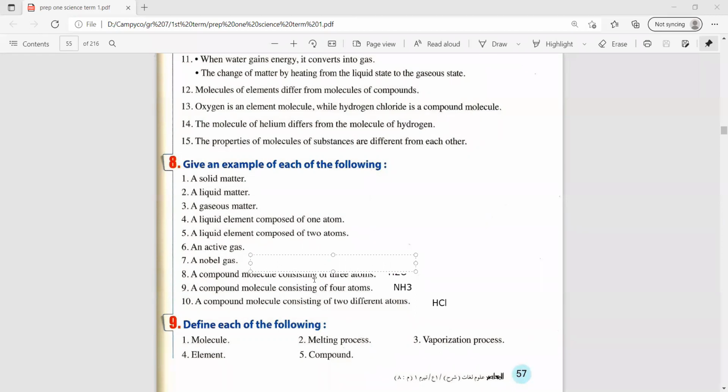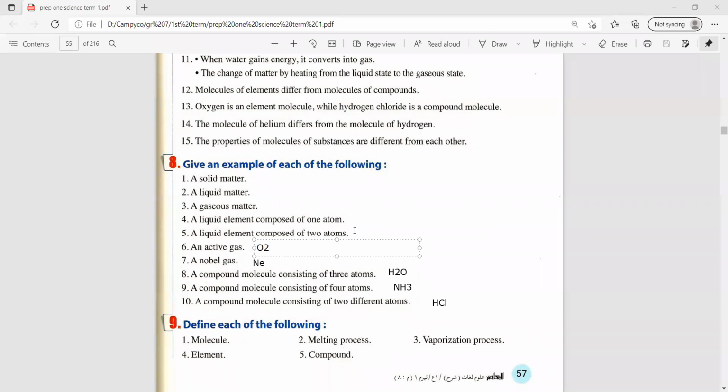Neon. Yes, noble gas, neon. Argon. What did you say? Noble gases, neon and argon, very good. Oxygen. Oxygen is an active gas, O2.